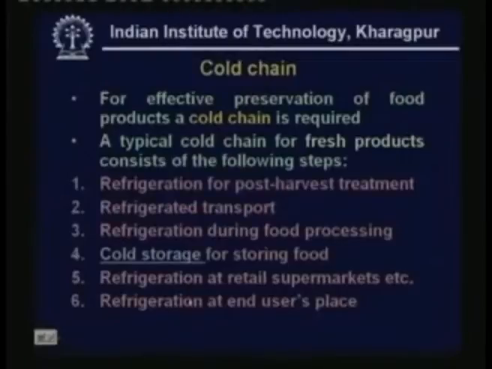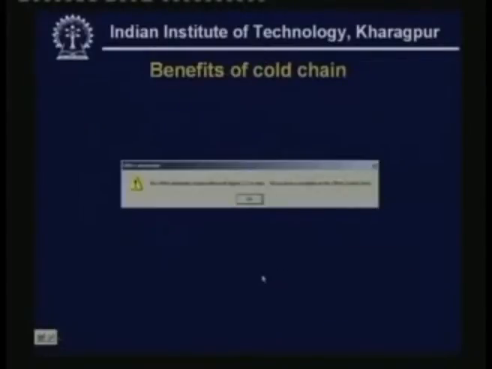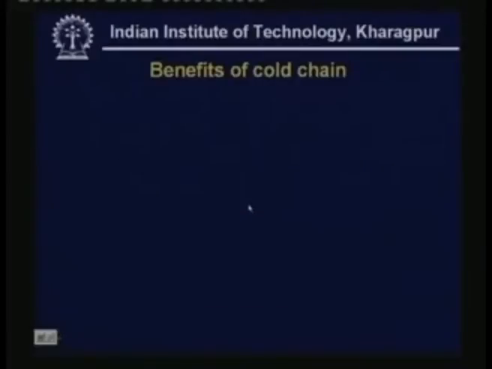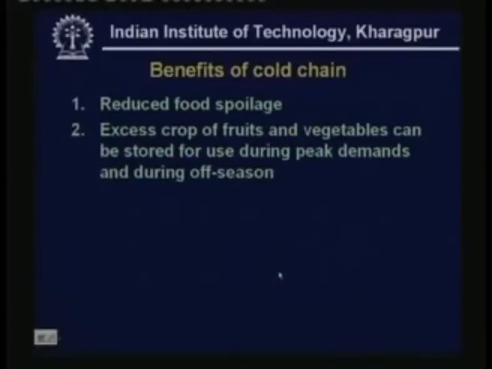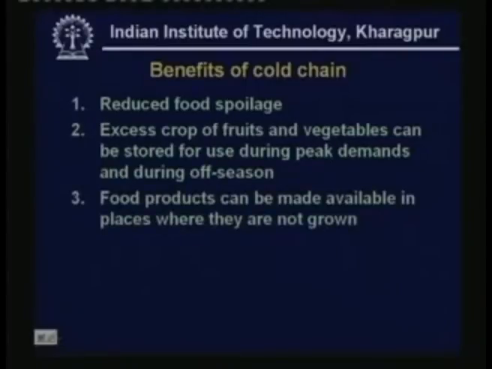Now let us look at the benefits of the cold chain. What are the benefits of a typical cold chain? The cold chain reduces the food spoilage, that's very obvious, and excess crop of fruits or vegetables, you can store them and distribute them during the off season, or store them for peak demand. This is the second advantage of any cold chain, especially for seasonal foods. And the third advantage is you can make these food products available in places where they are not grown. Thanks to refrigeration, you are able to get apples produced in Australia or in far off countries. They have to be shipped from that place to our country, which requires refrigeration. So this is another advantage of cold chain.